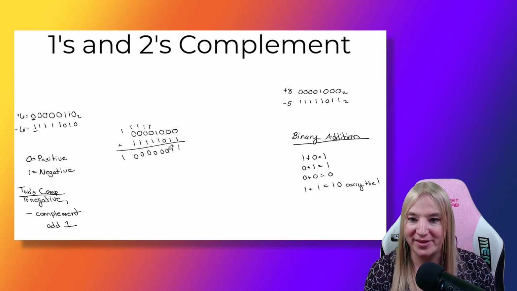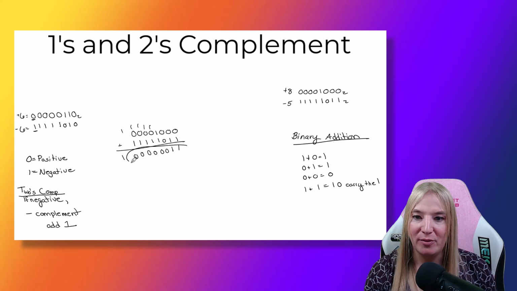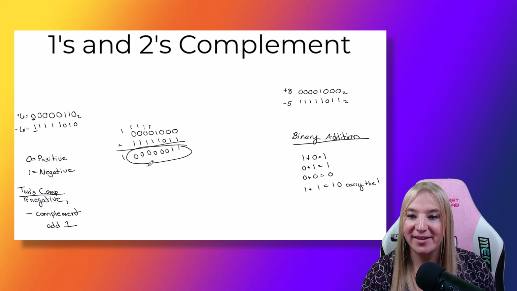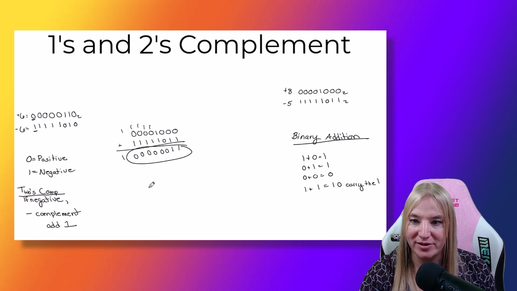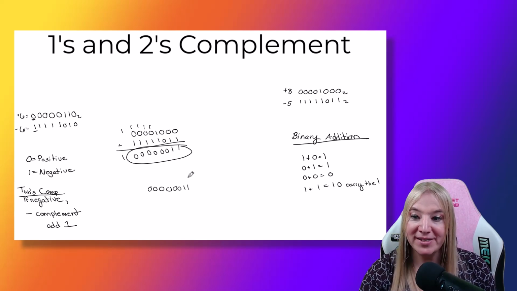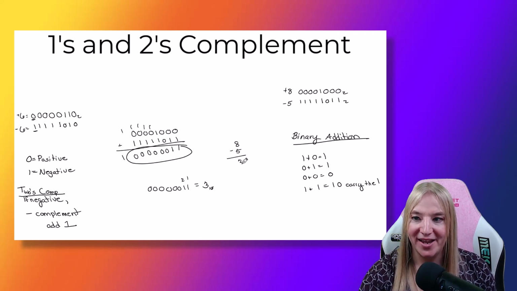But what's really cool about this system is we could drop the carryover bit this time. So in this case, this should be our number now. If I convert this, we have 0, 0, 0, 0, 0, 0, 1, 1. This converts to the number 3, so this is 3 in base 10. And if we take 8 plus negative 5, we get 3.